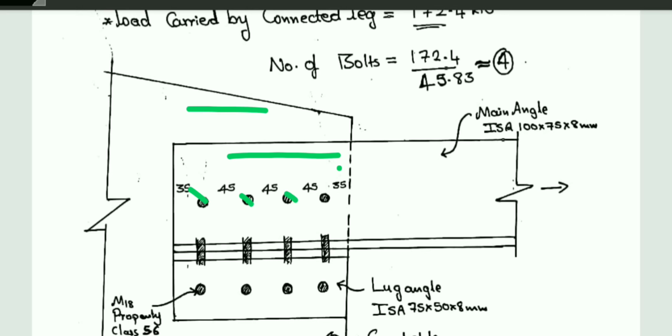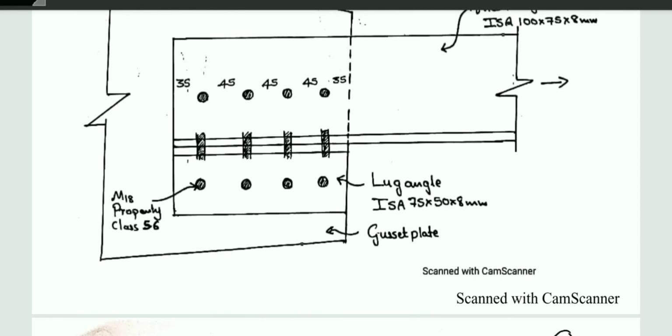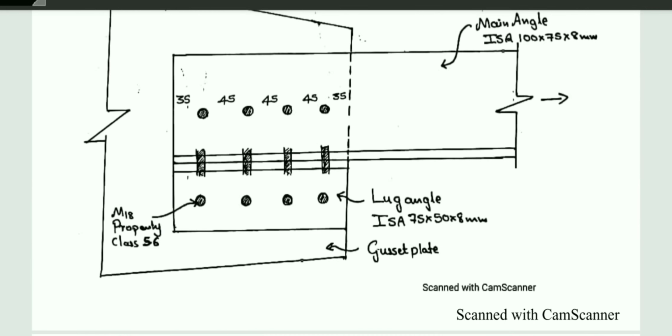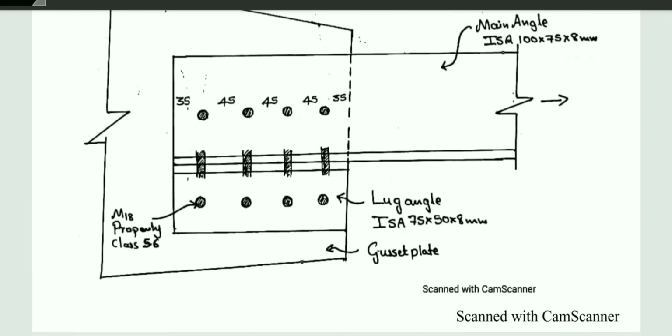1, 2, 3, 4 bolts will be used, and for the main angle and the lug angle, 1, 2, 3, 4 bolts will be used, and for the lug angle and gusset plate, 1, 2, 3, 4 bolts will be used here. So this is the connection. So this is the end of that lug angle. This will be the design. The main thing is you need to calculate the number of bolts to be used here.